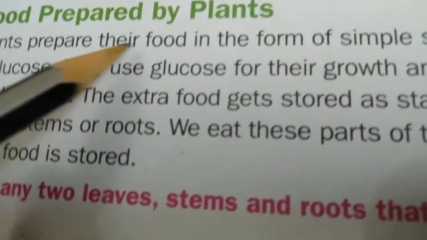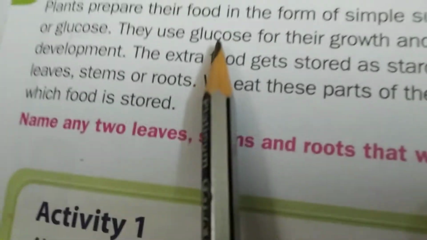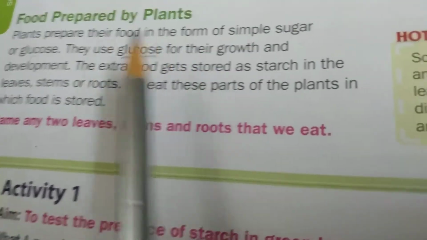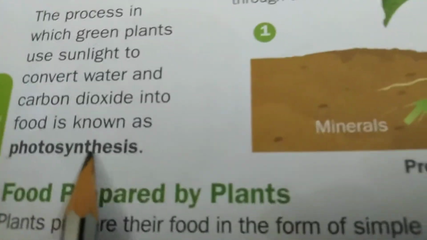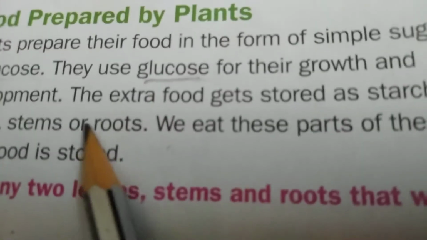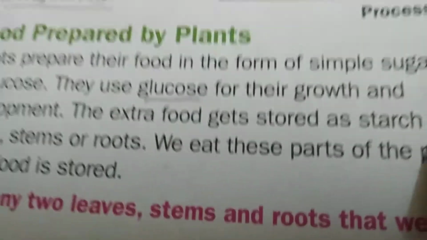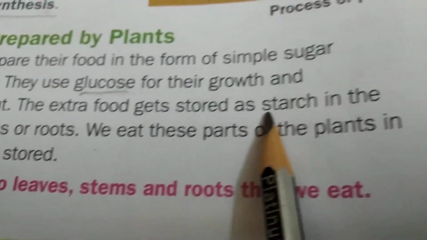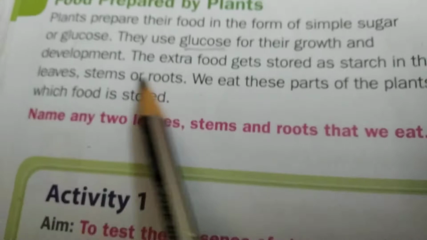Food prepared by the plants. Plants prepare their food in the form of simple sugar or glucose. They use glucose, spelling what, children? Glucose. What is the spelling of photosynthesis? Photosynthesis. They use glucose for their growth and development. The extra food gets stored as starch. Glucose is stored in the form of starch in the leaves, stems, or roots.